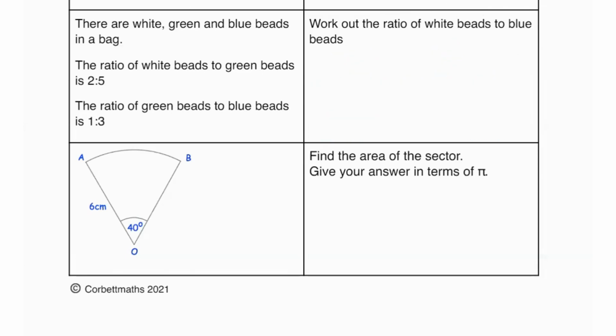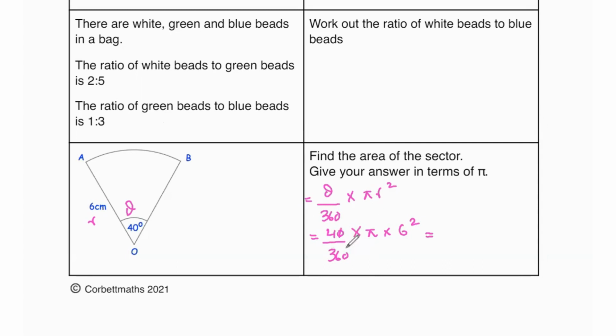We have this sector where they've given us the radius and they've given us the angle. So area of the sector has the formula of theta over 360 times pi r square. What we'll have over here is 40 over 360 times pi times 6 square.